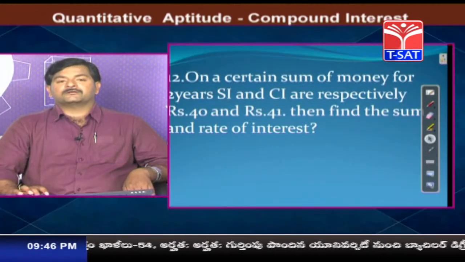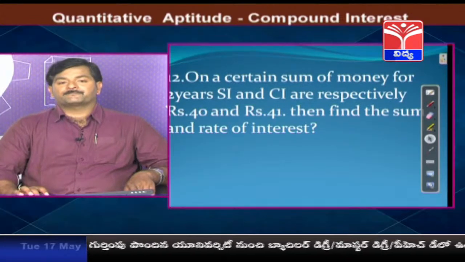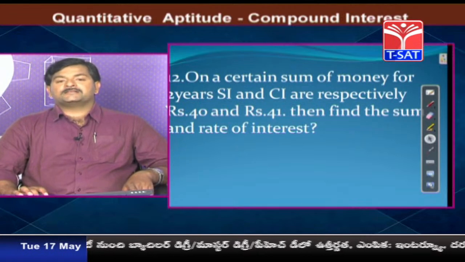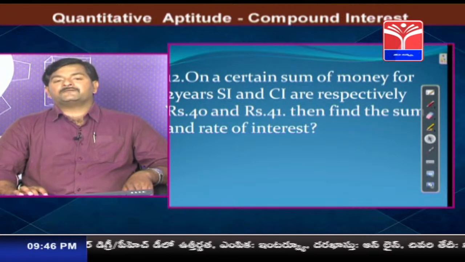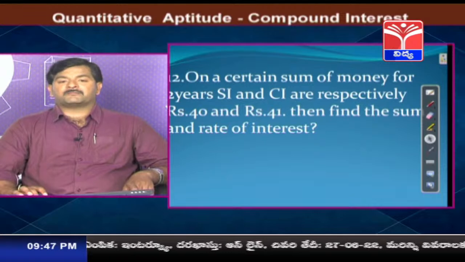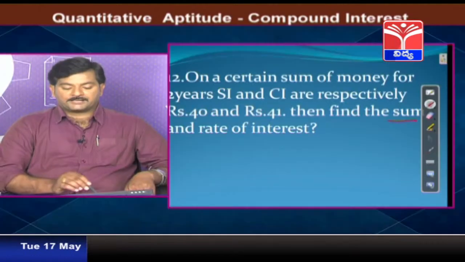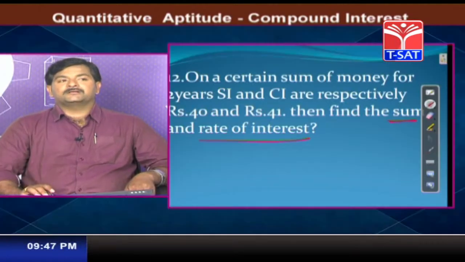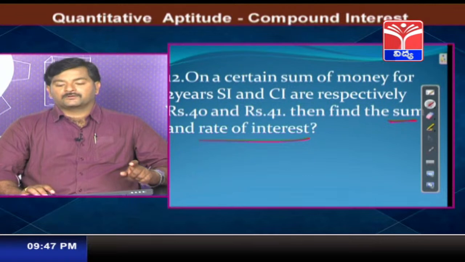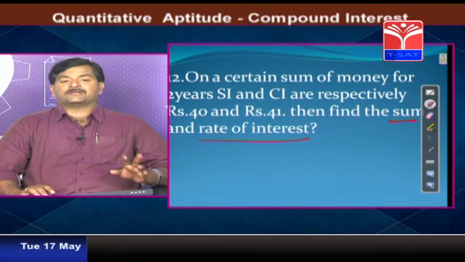Last question in this session. On a certain sum of money for 2 years, SI and CI are respectively 40 and 41 rupees. Then find the sum and the rate of interest. There are two different concepts here. Observe what he asked to find: find the sum, and find the rate of interest. Sum is there and rate of interest is there.